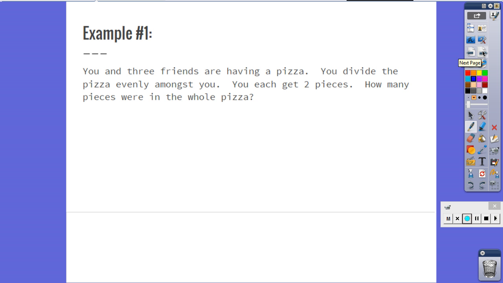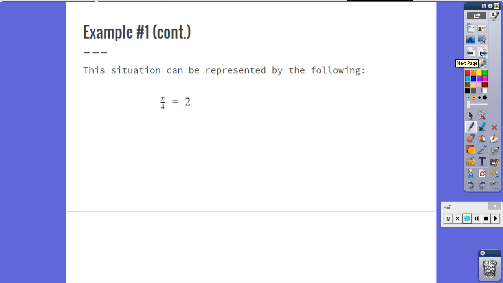So here's an example. You and 3 friends are having a pizza. You divide the pizza evenly amongst you. So there's 4 total people because it's you and 3 friends. You each get 2 pieces. How many pieces were in the whole pizza? So this situation can be represented by the following equation. We've got the total number of pieces right here. We don't know that. There were 4 people, so we divided that pizza evenly, and each person got 2 pieces. And so that's where the pieces of my equation come from.